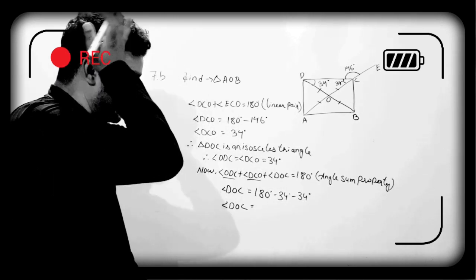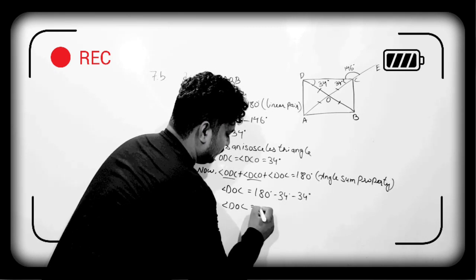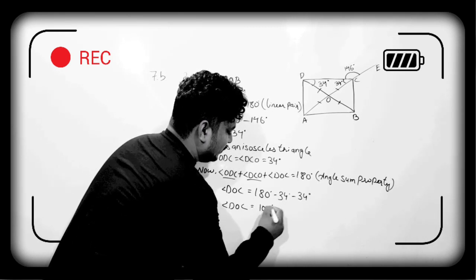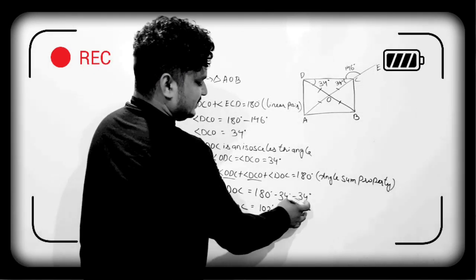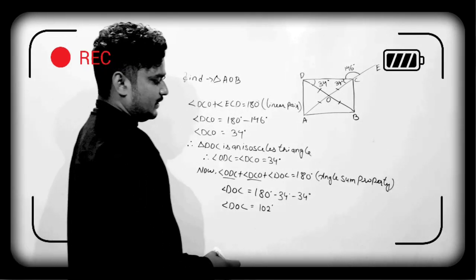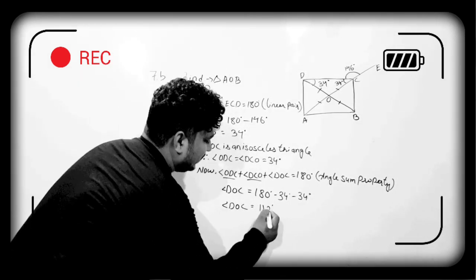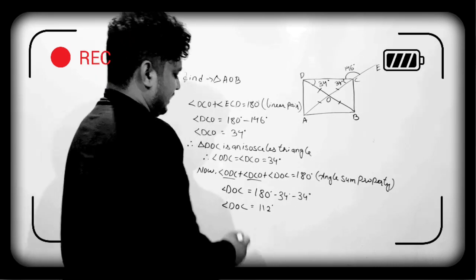Clear with this? We will subtract these two. Then we will have 102 degrees. Means 34 plus 34 is 68. 68 is subtracted from 180 degrees, so 112 it will be. 112 degrees, we got that angle DOC.